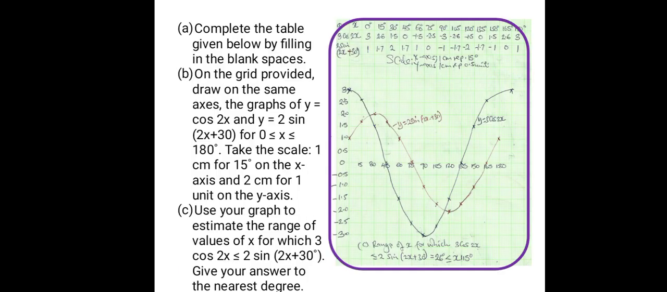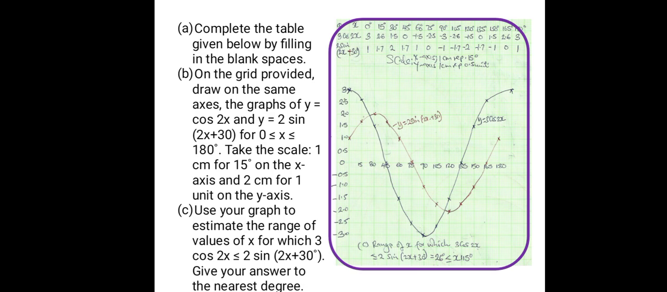Complete the table given below by filling the blank spaces. On the grid provided, draw on the same axis the graphs of y = cos 2x and y = 2 sin (2x + 30) between the range of 0 degrees and 180 degrees.